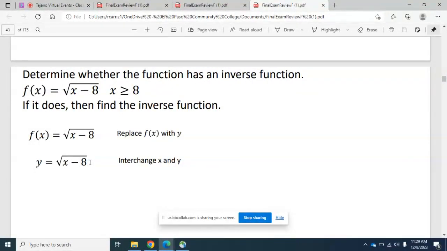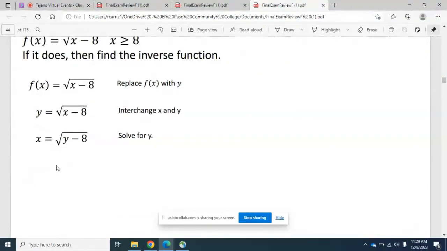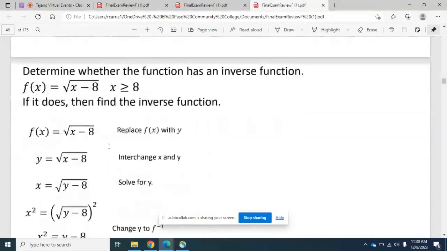Then the next thing that I would do is I would swap. I would interchange the x and y values because that's what I want. I want the opposite, right? So I would replace my x and y values, and I'm going to end up with this. x is equal to the square root of y minus 8. So then to find my inverse, I'm going to solve for y. The first thing that I'm going to do, I'm going to square both sides.